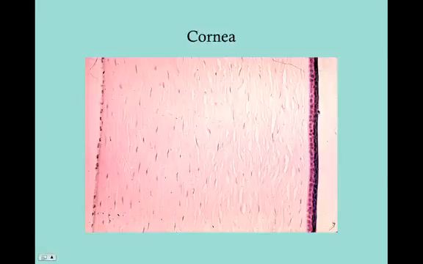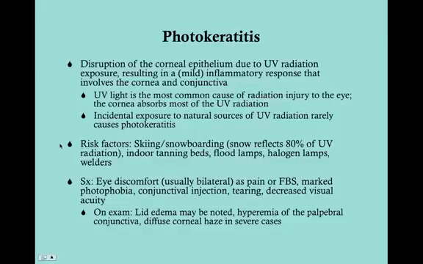So on the outside you have an epithelium, and that is a stratified squamous epithelium. You have a thin layer here that's called Bowman's membrane or Bowman's layer. Then this thicker layer, the thickest layer of the cornea, is all stroma. It's just made up of collagen. You have Descemet's membrane, which is the basement membrane for the stroma, and then you have an endothelium. And then interior to that would be your anterior aqueous.